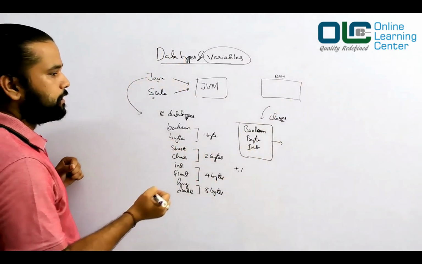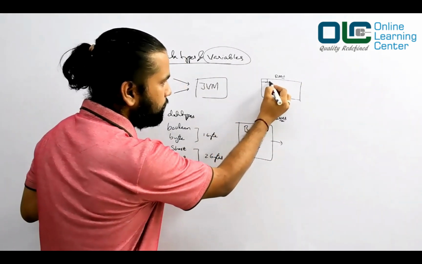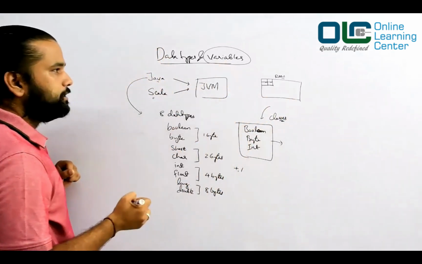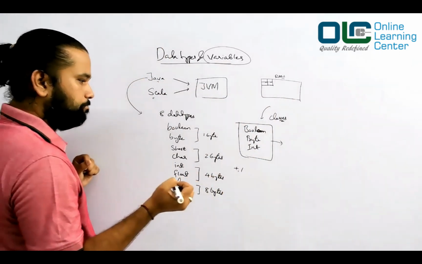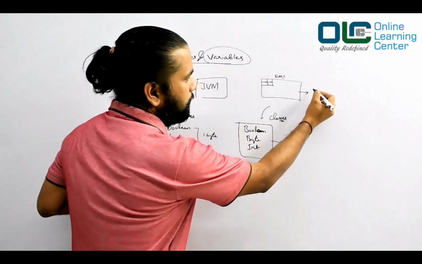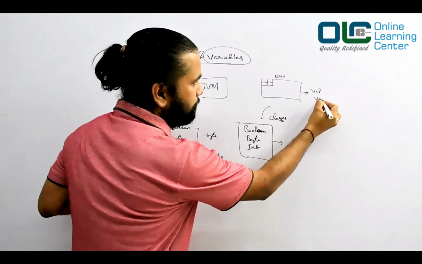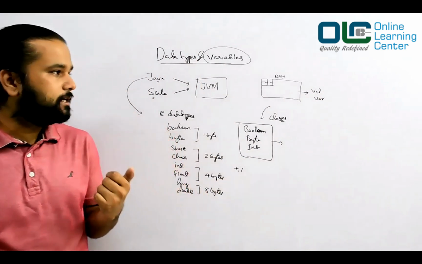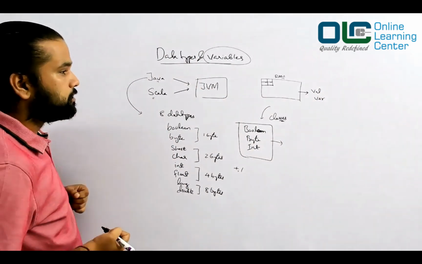These variables are a way to allocate a block of memory here. In Scala, the variables are basically denoted by two things: one is val and another one is var. Val is basically value and var means variable. What is the difference between these two? Let us try to understand.